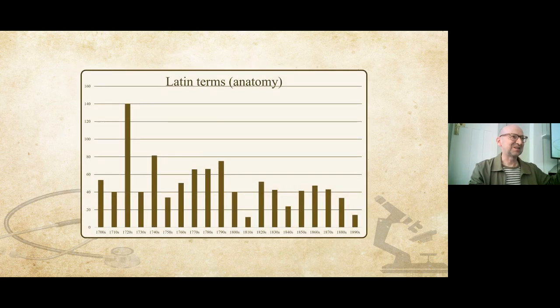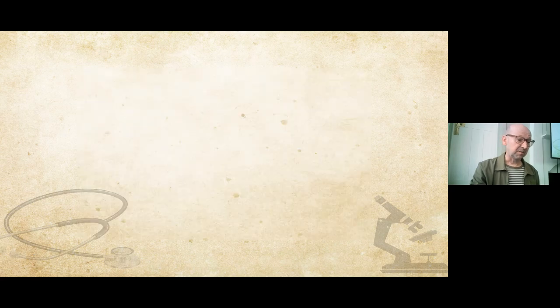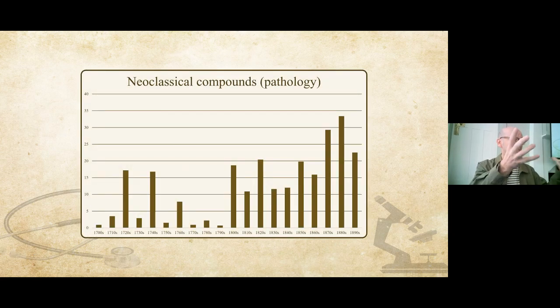Actually, another thing that I looked at has the opposite view. If you use a lot of technical terminology, then you remove medicine from the life world of people. Latin terms for anatomy did not go down. They did not go up dramatically either, because of course the tradition of representing science in Latin lived on. Neoclassical compounds, where words consist of two, usually Greek, elements to refer to pathology, were a trend that developed obviously in the 19th century. So we have something like that.